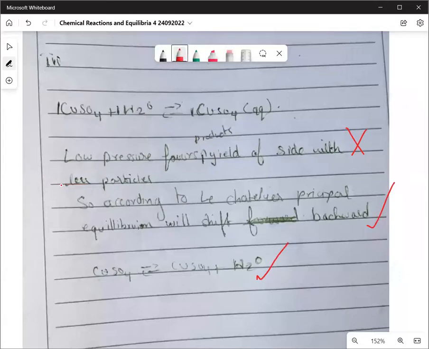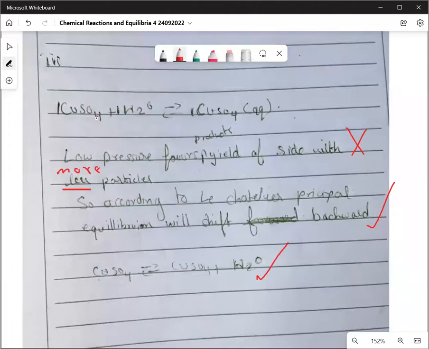Low pressure favors the side with more particles. Oh, you wrote less. Sorry. How did you get this correct then? Yeah, it's wrong. So if you wrote this less, you wrote it wrong. So how did you get this part correct? That cannot be all wrong. This is correct. Okay. This side is correct.